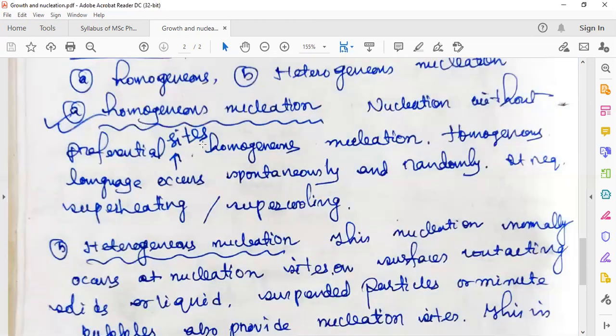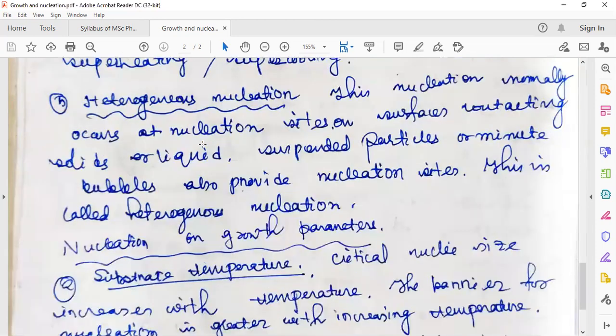Now there is another type of nucleation, which is known as heterogeneous nucleation. This nucleation normally occurs at nucleation sites on surfaces contacting solids or liquids. Suspended particles or minute bubbles also provide nucleation sites. So this is called heterogeneous nucleation. It takes place on nucleation sites.